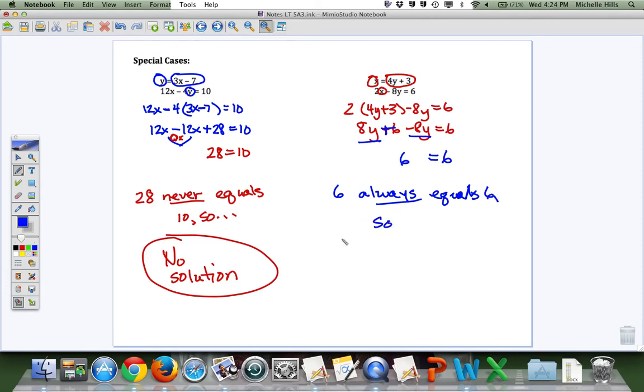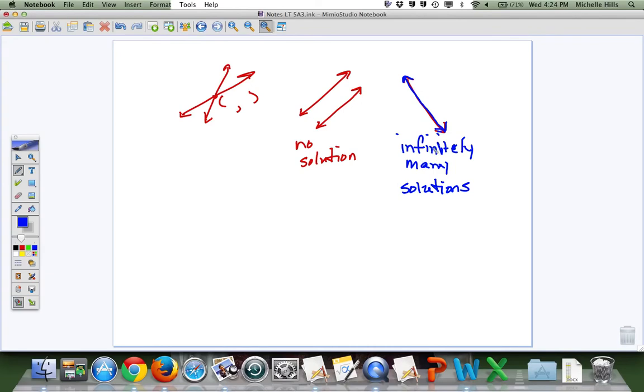So infinitely many solutions, which is spelled this way, infinitely many solutions for that answer, which means if I graph those two lines, they turn out to be the same line.